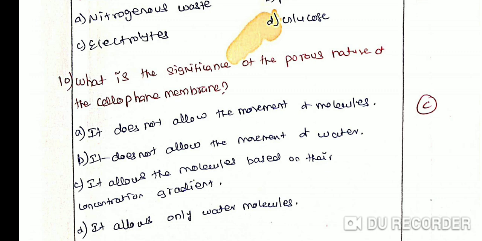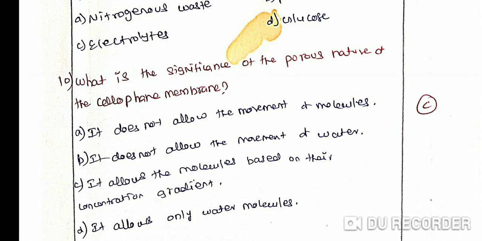Option A, it does not allow the movement of molecules. Option B, it does not allow the movement of water. Option C, it allows the molecules based on the concentration gradient. Option D, it allows only water molecules. The correct answer is option C, it allows the molecules based on the concentration gradient.